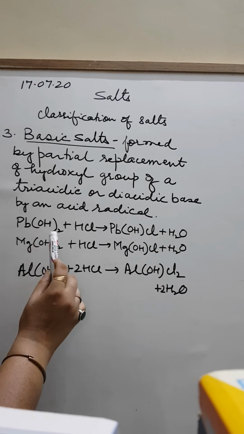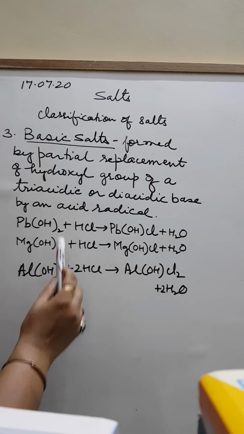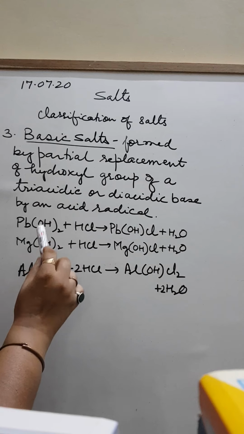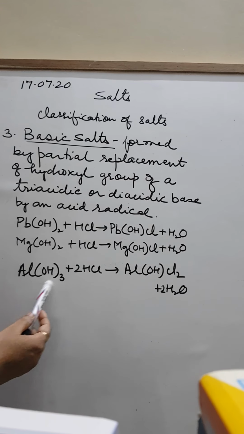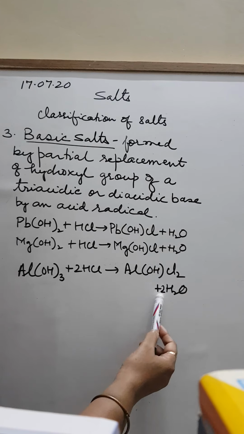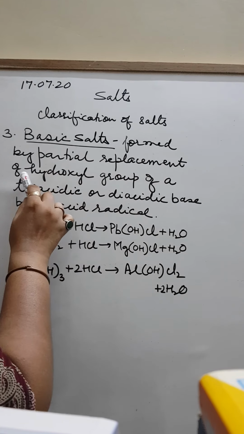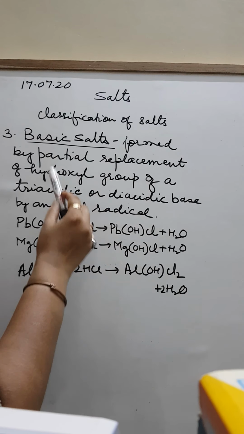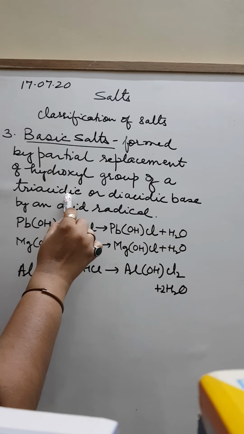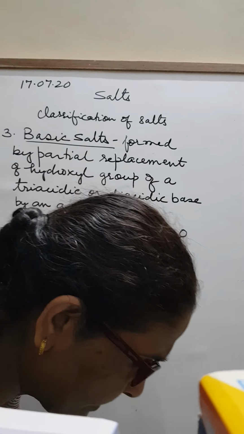Pb(OH)2, it is a diacidic base with HCl giving you this salt having OH. Mg(OH)2, again a diacidic base giving you this salt. If I have taken triacidic base and I reacted with this, I got Al(OH)Cl2 and this one. So children, whenever we have salts having one OH in the chemical composition, we call them basic salts. These are formed by the partial replacement of hydroxyl group or hydroxyl ion of a triacidic or diacidic base by an acid radical. That's what they are saying, right children?